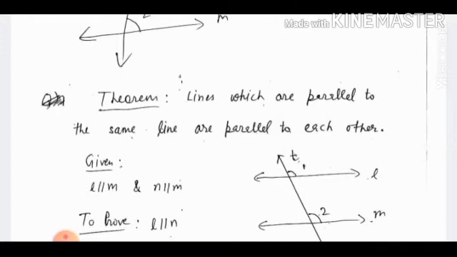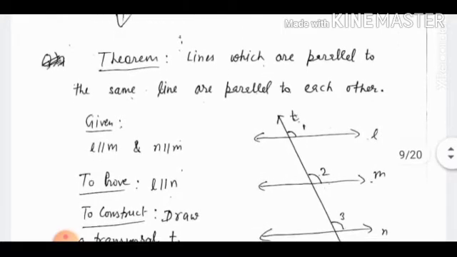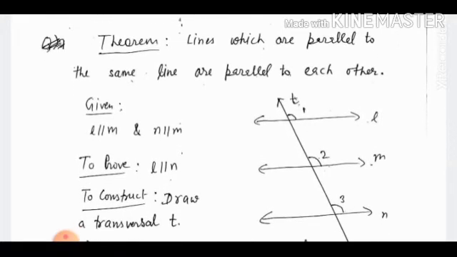Now the theorem: lines which are parallel to the same line are parallel to each other. Given line L is parallel to M, N is parallel to M, we have drawn the diagram. T is the transversal. We have to prove L is parallel to N. Here see, L and N both are parallel to the same line M. For that, draw a transversal T. We have to construct here. Without construction, we cannot prove it.